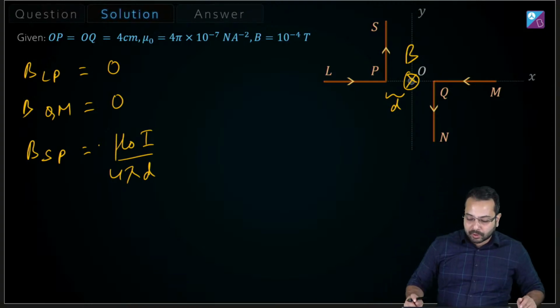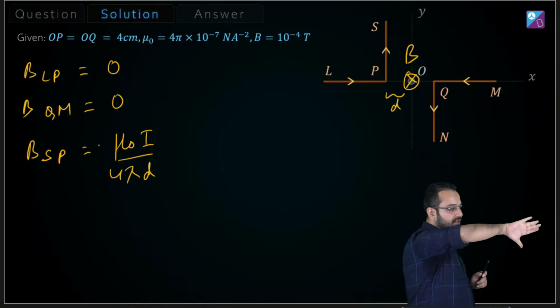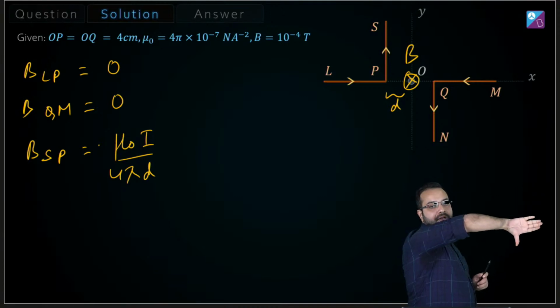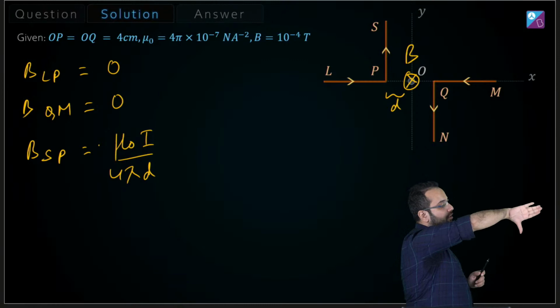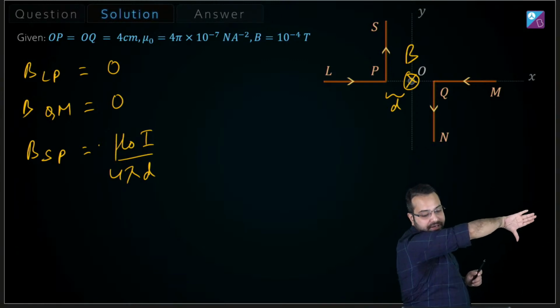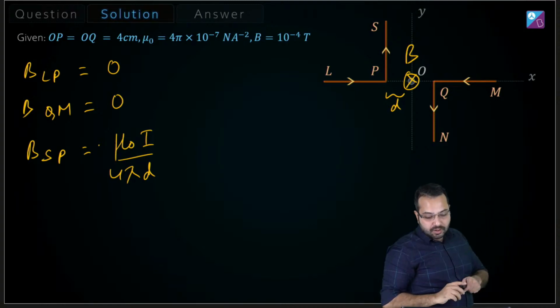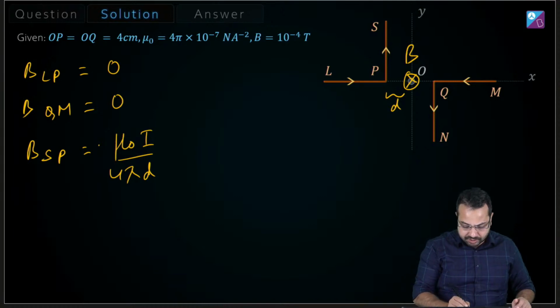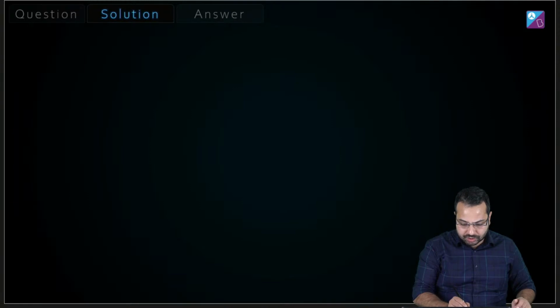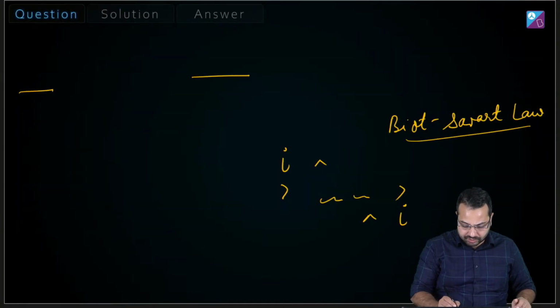Okay. What about QM? Now let's think. Now I'm going to put my thumb along QM. Now I'm going to curl my fingers. If I curl my fingers, what do I see? I think the direction has been changed. I think that's not the correct direction. Let's check the question once.